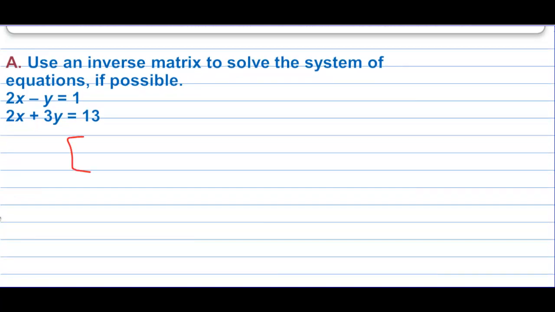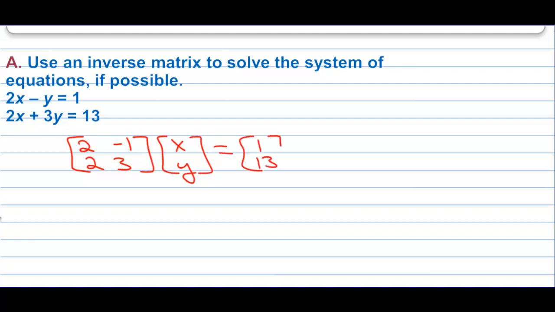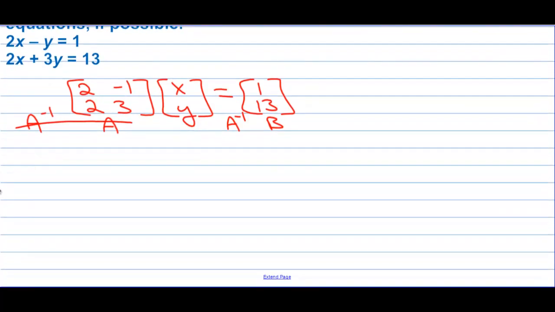Use an inverse matrix to solve the system of equations if possible. We have 2, negative 1, 2, 3 times x, y is equal to 1, 13. Now we need to solve for x and y, and if we call this matrix A and we call this matrix B, then if we take A inverse times A and then A inverse times B, these two will cancel out, and our solution will be A inverse times B.